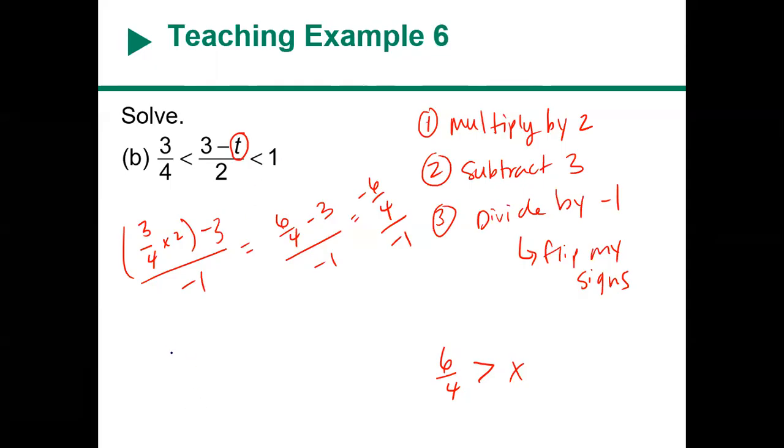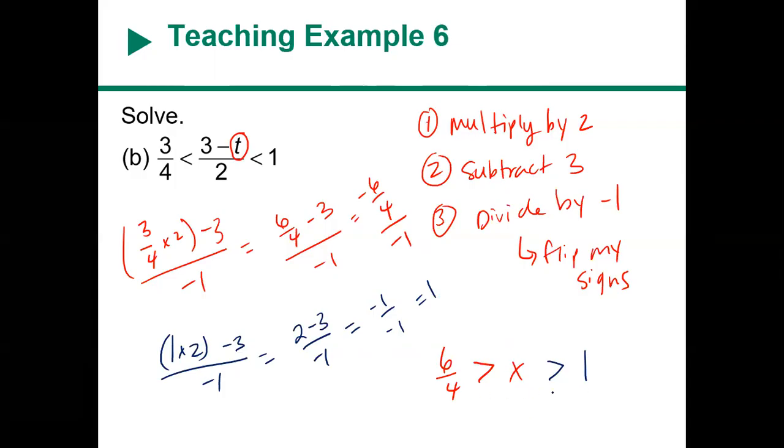I'm going to do the same thing to the 1. So the 1, I'm multiplying by 2, subtracting 3, dividing by negative 1. That gives me 2 minus 3 divided by negative 1, which is negative 1 divided by negative 1, which is positive 1, right? And again, my inequality is going to flip. So now I have positive 1.